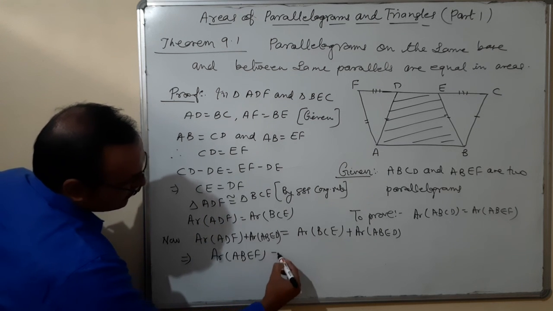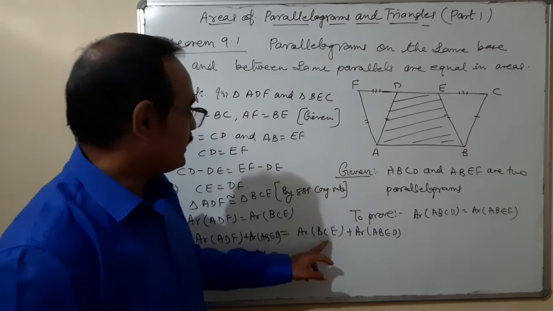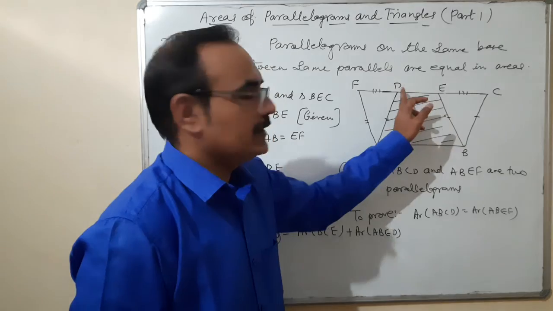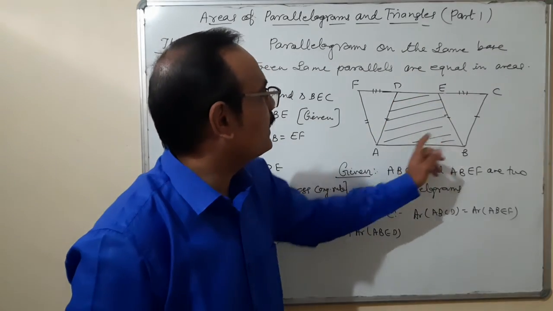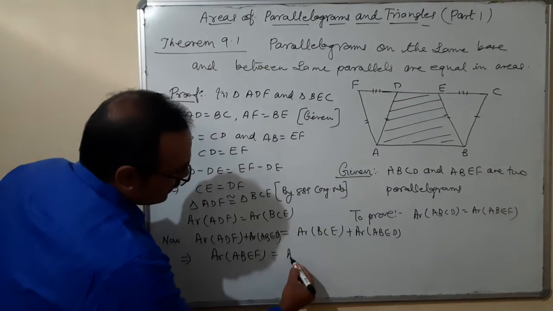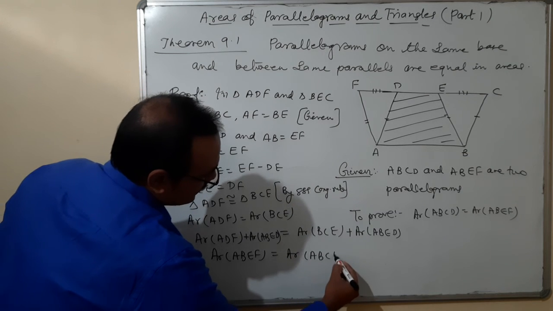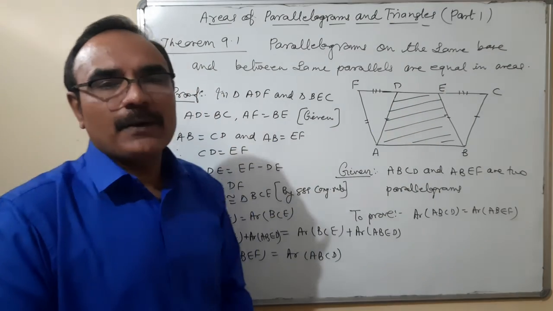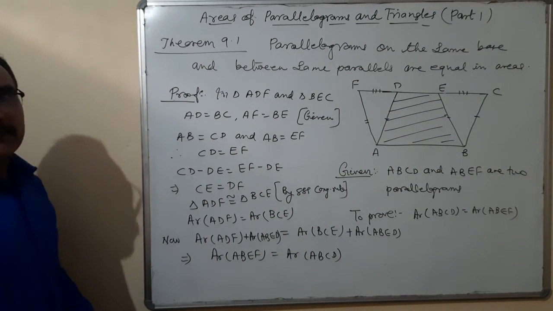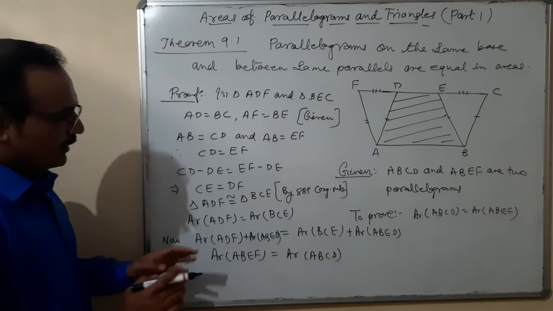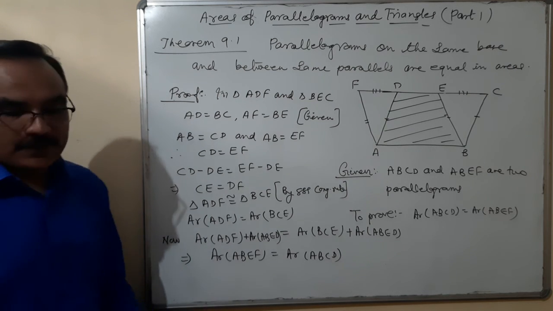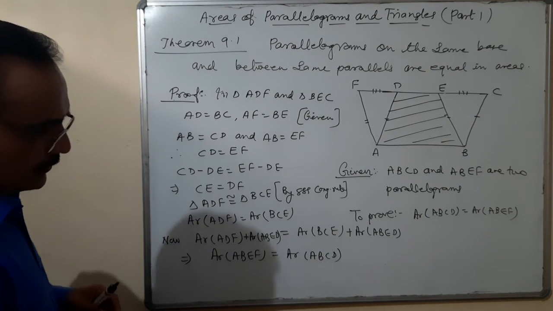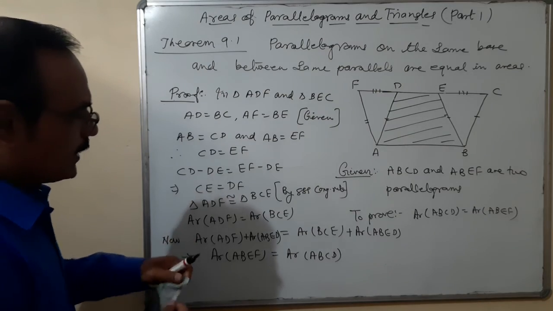So in place of these two terms, may I write area of ABEF is equal to area of BCE plus area of ABED. When we add these two, what is coming? Area of ABCD. So what we have proved is area of parallelogram ABCD is equal to area of parallelogram ABEF. Okay, clear? So that is the proof of it. Remember, it's a very important theorem. And as I told you, the same theorem can be proved in different ways.